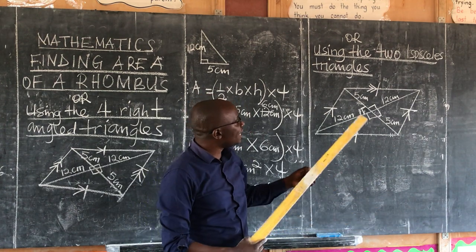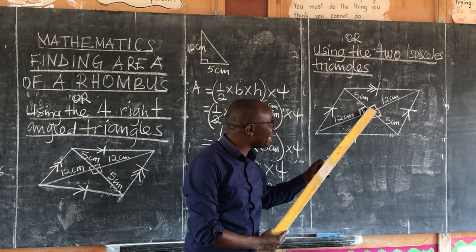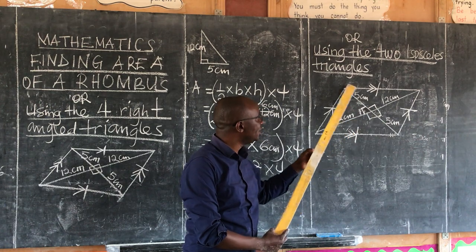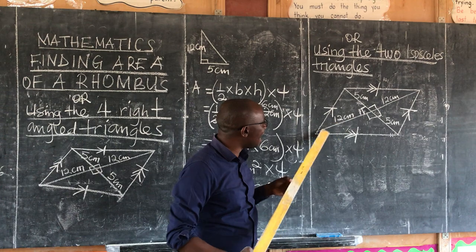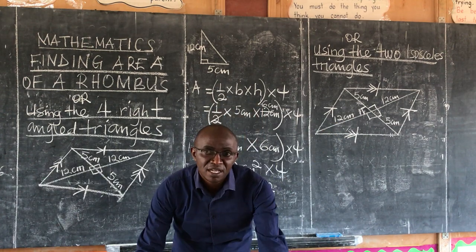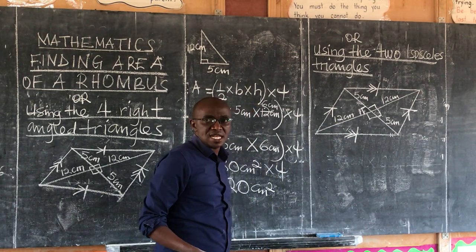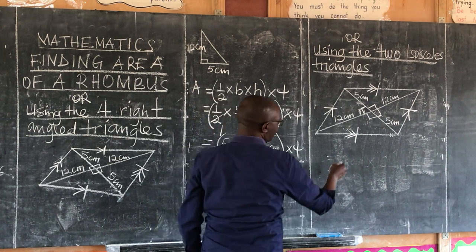Why? Because they have the same base. All of them, their base is 10. 5 plus 5, you get 10. This one, this base is 10. Their heights are 12. Each of them is 12. Now what I do, I extract one isosceles triangle.